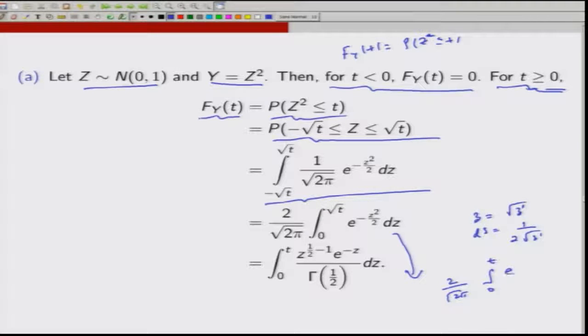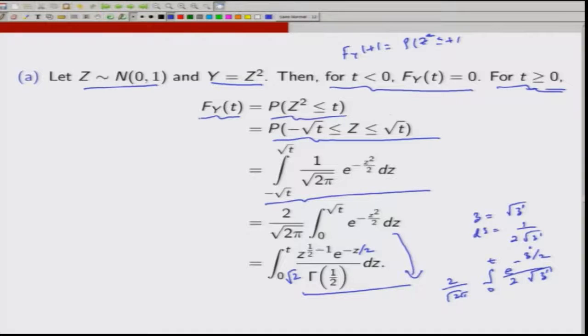The integrand is e to the power minus z squared, which is z prime by 2, then dz, which is 1 by 2 root z prime. So it would be e to the power minus z prime by 2, then z prime to the power half minus 1, times 1 by root 2 gamma half. So this is how it turns out to be.